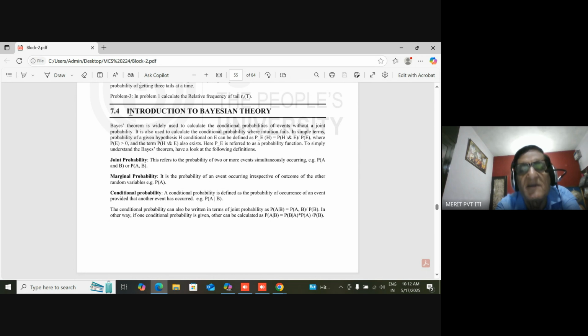Here, P is referred to as the probability function. To simplify and understand Bayes theorem, we have to look at the following definitions. Joint probability: this refers to the probability of two or more events, P(A and B). Marginal: this is P(A) or P(B). Conditional probability: P(A|B).